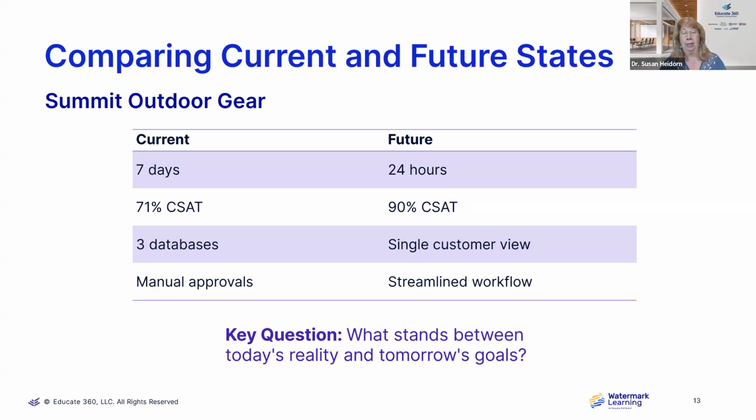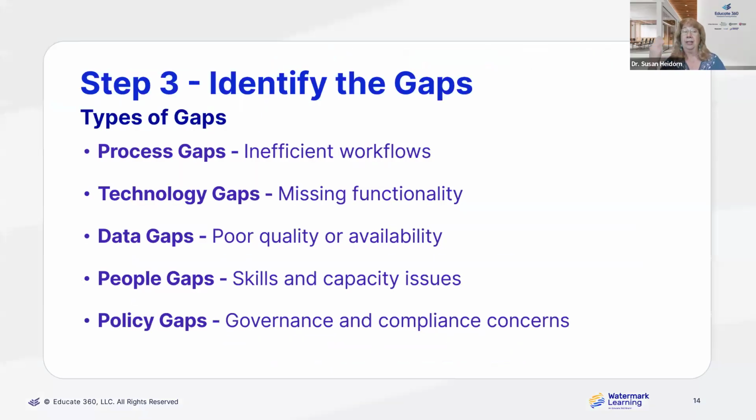And so right now we're saying, okay, there's a gap, but we're not sure why the gap is. And this is where we start moving into identifying the gaps. We know this is where we want to go. This is where we are today. And there are different types of gaps, and not all of them are equal. So there might be a process gap, not very good workflows, or a technology gap, missing functionality, or a data gap, poor quality, or maybe the data is not even available or readily accessible. People gaps, skills, capacity, policy gaps.